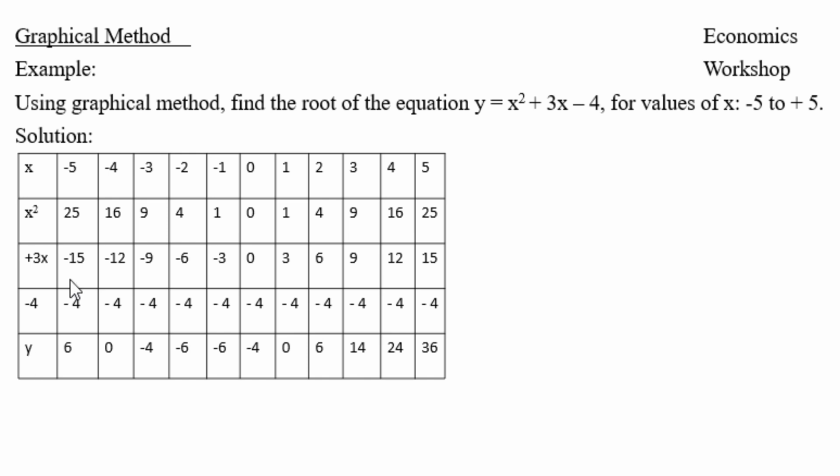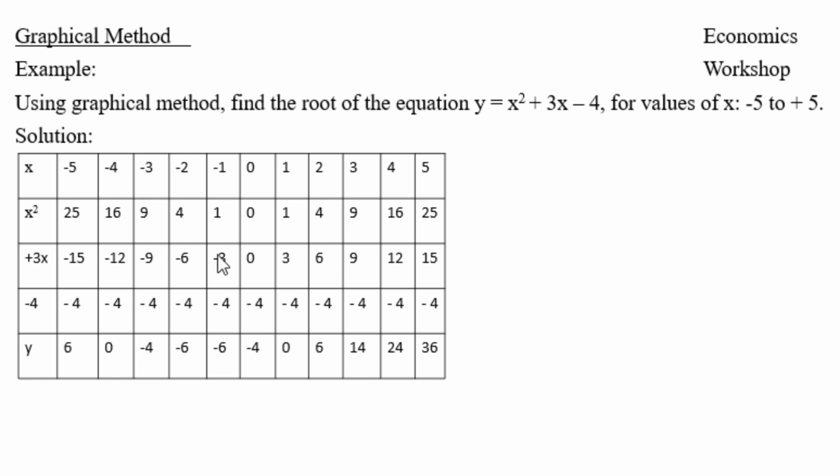To get the value of y, that is 25 minus 15 minus 4, that is 6. 16 minus 12 minus 4, that's 0. 9 minus 9 minus 4, that's minus 4. 4 minus 6 minus 4, that's minus 6. 1 minus 3 minus 4, that's minus 6. 0 plus 0 minus 4, that's minus 4. 1 plus 3 minus 4, that's 0. 4 plus 6 minus 4, that's 6. 9 plus 9 minus 4, that's 14. 16 plus 12 minus 4, that's 24. 25 plus 15 minus 4, that's 36.